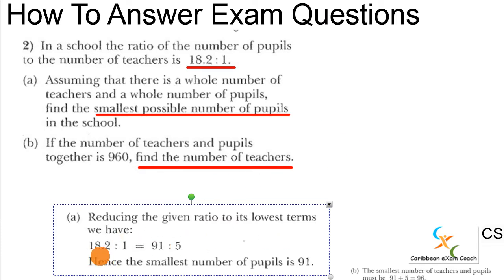You have 18.2 to 1 becomes 91 to 5. How do you get that? You multiply 1 by 5 and 18.2 by 5. Why? Because it will give you whole numbers. 5 by 1 is 5; 5 by 2 is 10; 5 by 8 is 40; 5 by 10 is 50. 5 by 2 is 10, 5 by 8 is 40, 40 and 10 is 50, 5 by 1 is 5, 5 and 4 is 9, you get 91. Hence the smallest number of pupils is 91.